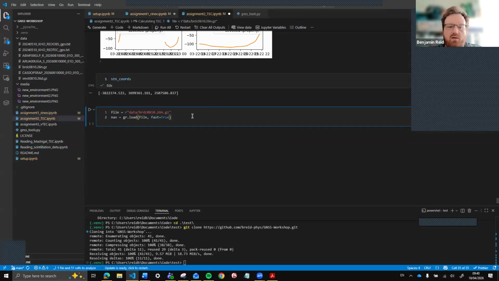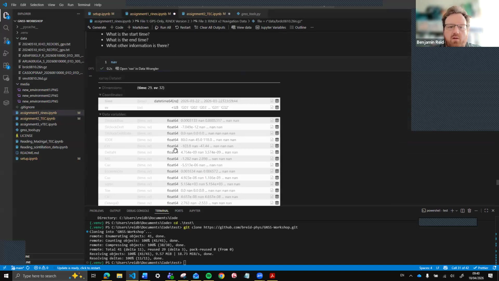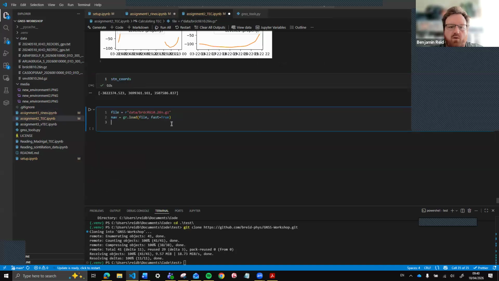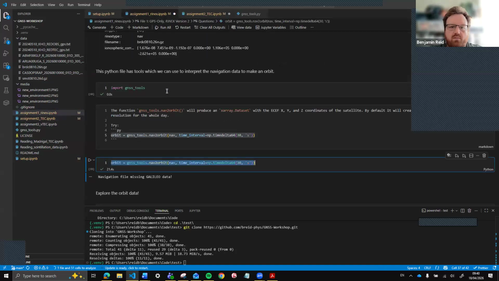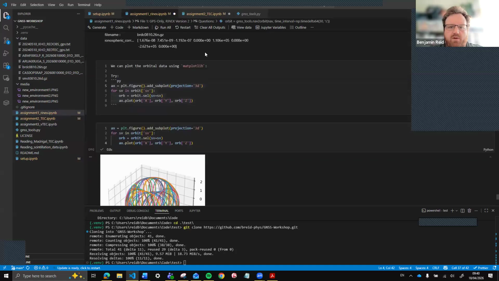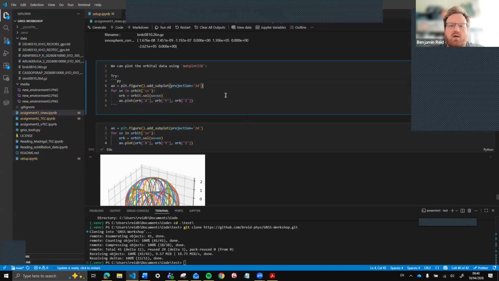So we'll come over here, we'll load that in here. We will grab the orbit. Perfect. Just need to wait for that bar to go away.